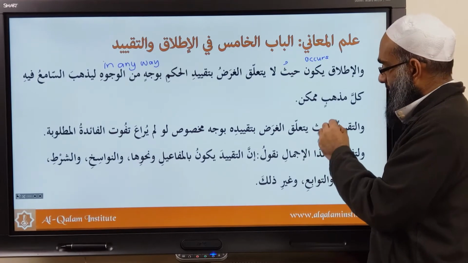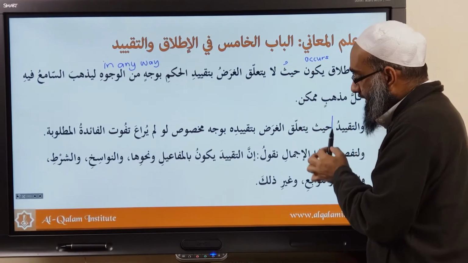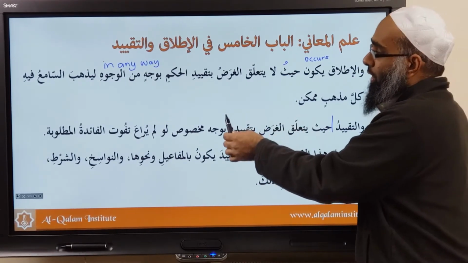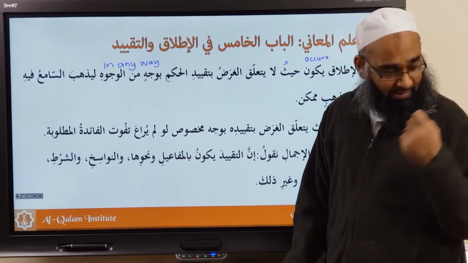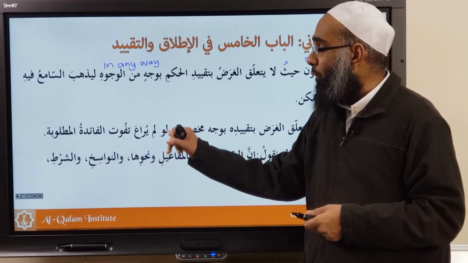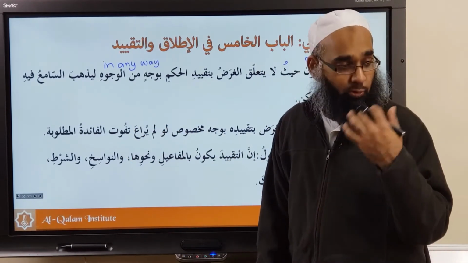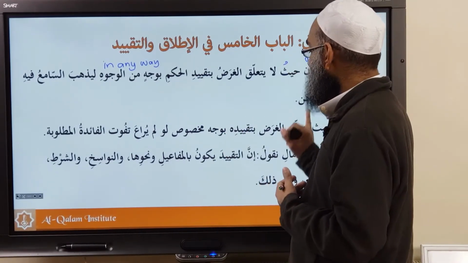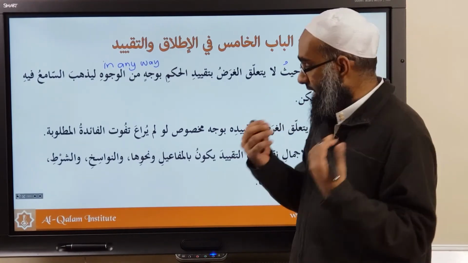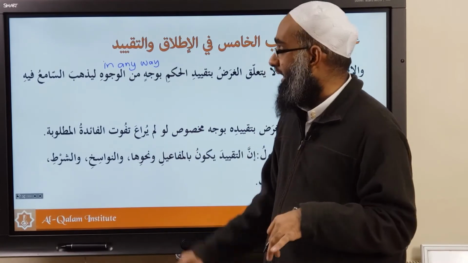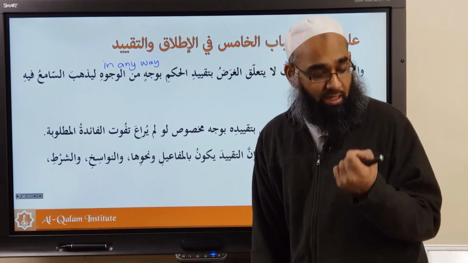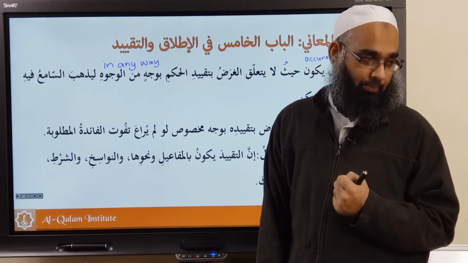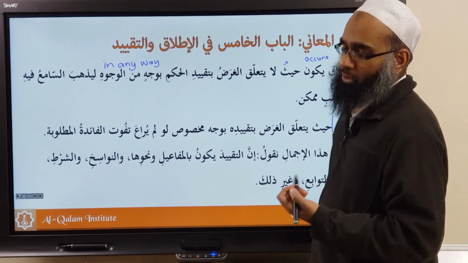And taqyid occurs. There's no yakunu here, but you can tell from the previous context. And taqyid occurs where the gharaz, the objective, is to link the hukm بوجه مخصوص, in a particular way. What particular way? لو لم يراعَ. Muraa'ah means kept into consideration, or kept in mind. So when the objective is to link or specify the hukm in such a way that if that is not specified, تفوت الفائدة المطلوبة, the required benefit is missed. Okay? And it's very vague. So let's say, for example, what we're saying here.